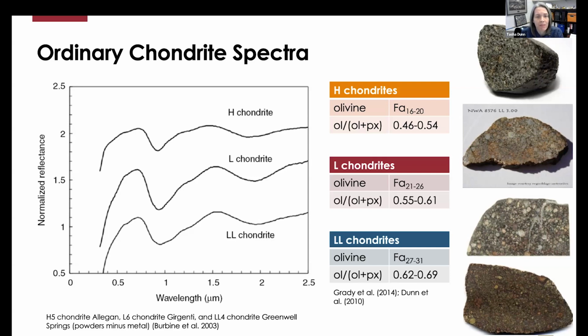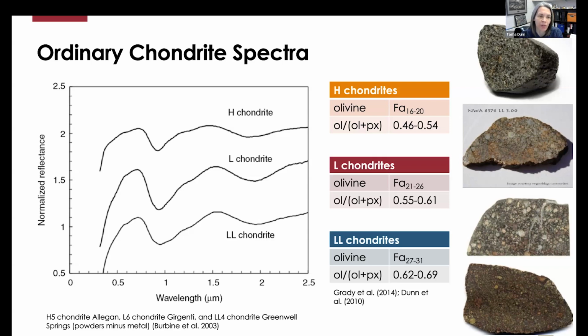If you look at the spectra here for the H's, the L's, and the LL's, you can see that there are some variations in the way that those spectra look, and that's a reflection of the compositional differences that I just mentioned, and I also have listed on the right-hand side here. So for example, if you look at the LL chondrites, those are the ones that have the highest abundance of olivine and also the most FeO-rich olivine. So band 1 and band 2 are at the highest wavelengths.